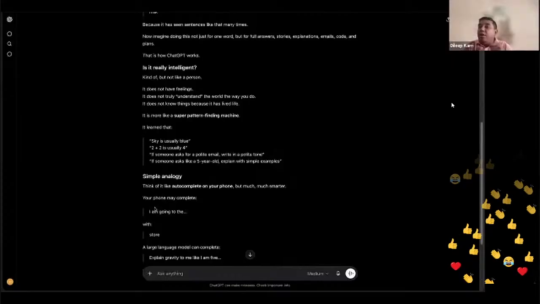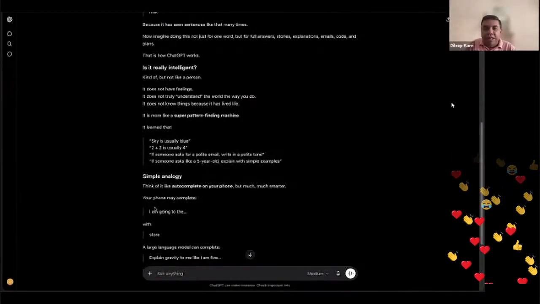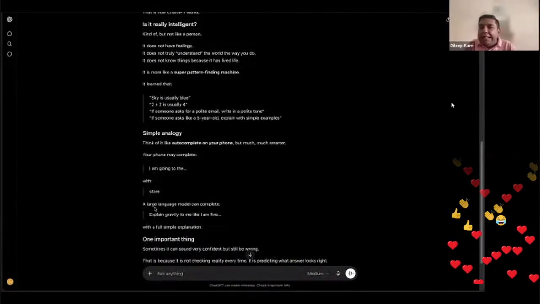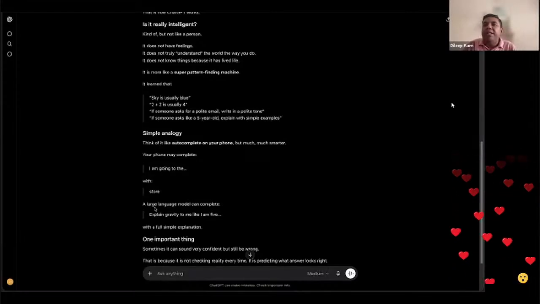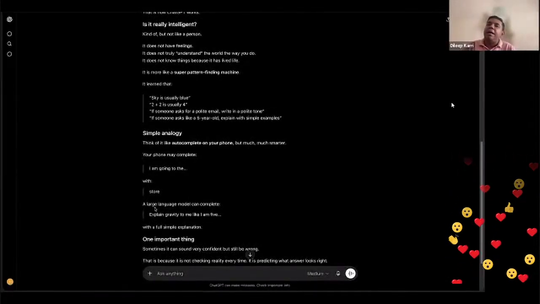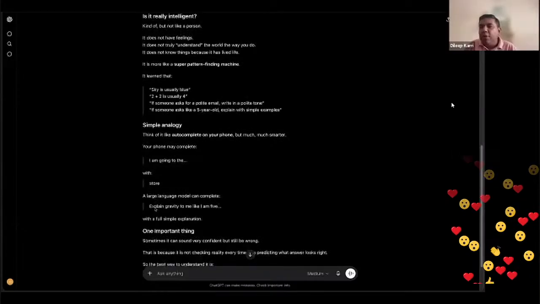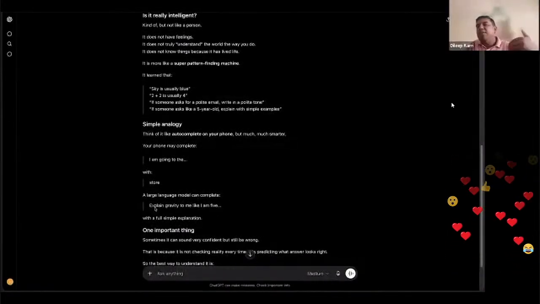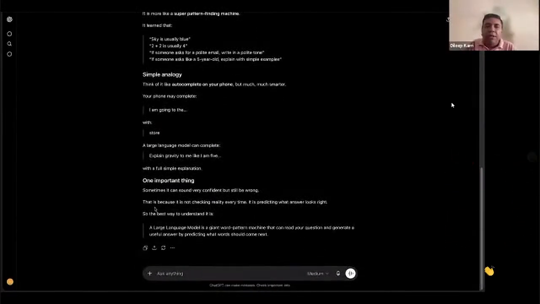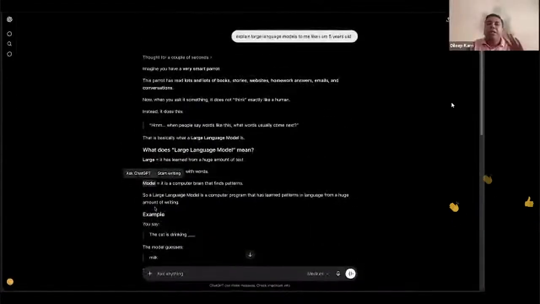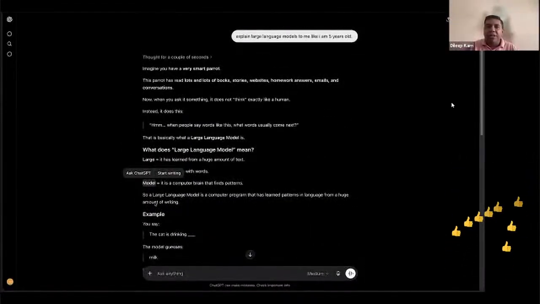For example, think of autocomplete on your phone. I am going to the, it will predict store because that is the most number of times you are saying I am going to the store overall, or I'm going to office based on your work overall. So that is how large language models work. This is the query and this is the response.